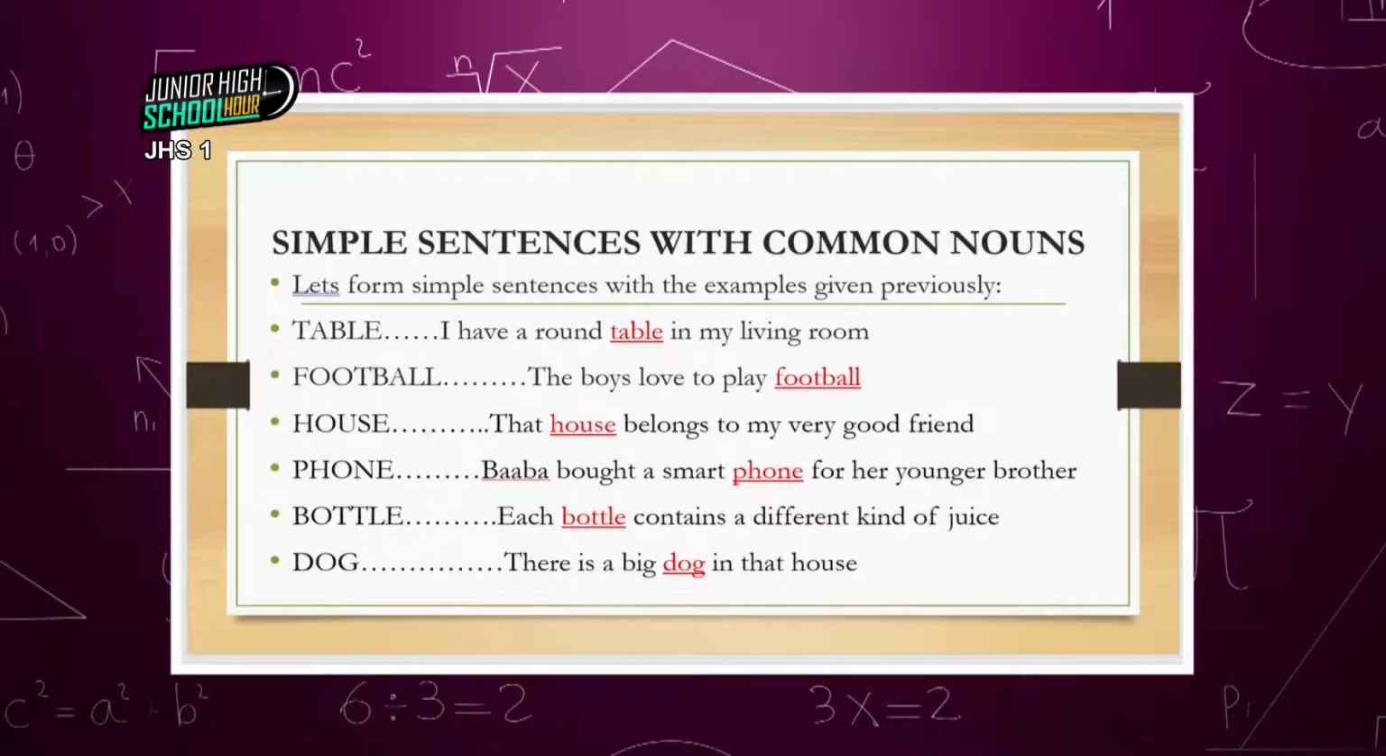So tell me, were you able to form simple sentences with the words I gave previously? Table, football, house, phone, bottle, and dog. Were you able to give some examples? Okay. We move on to the next one.